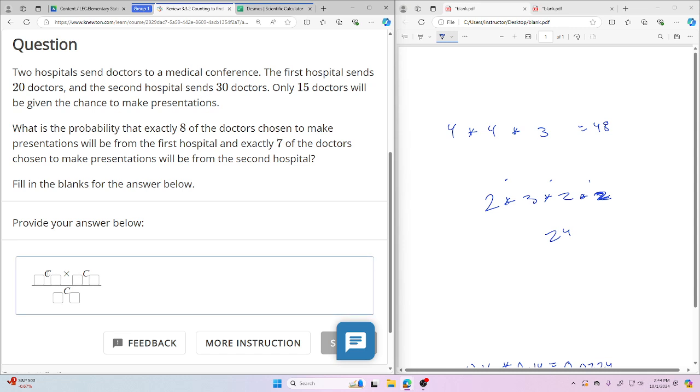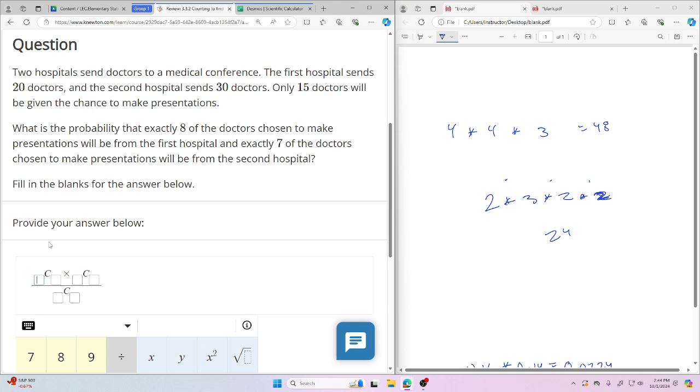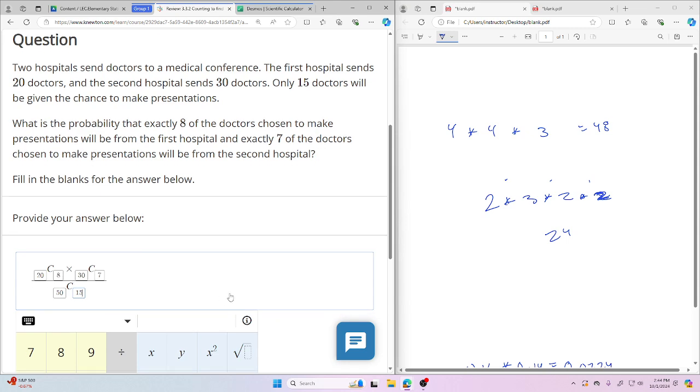So I'm going to think it's doctors from the first hospital, doctors from the second. Total doctors from the first, 20. Total doctors from the second. Total doctors, 50 total. Okay, now presenting doctors from the first, 8. Selected doctors from the second. And then totally selected doctors, 15.